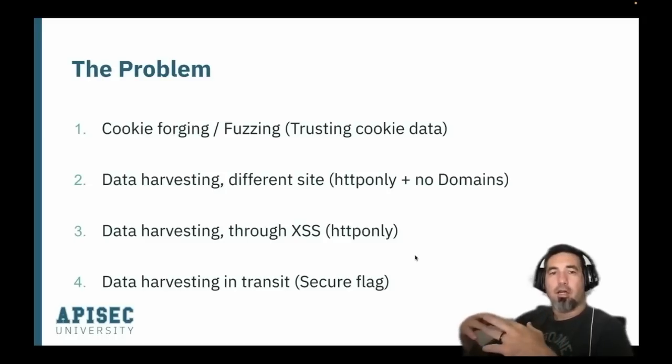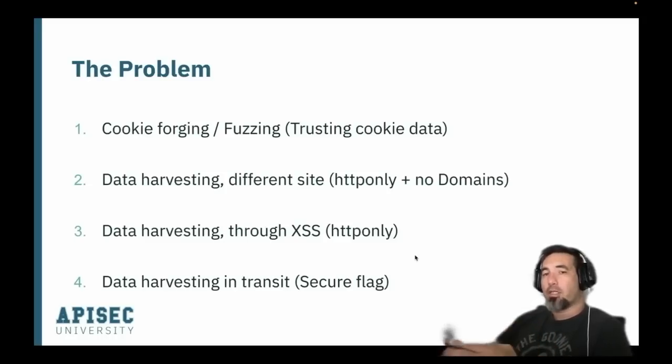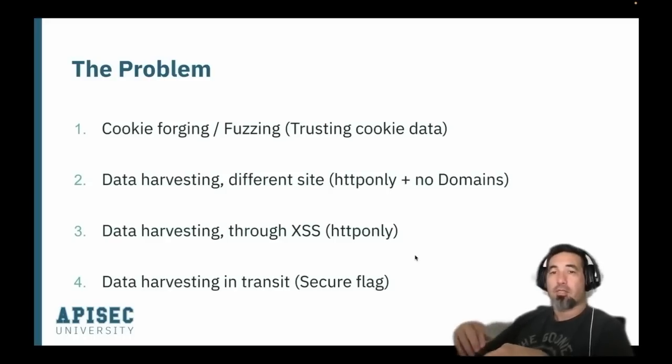The next one is data harvesting from a different site. If you have the HttpOnly flag on your cookie, it's going to keep the cookie from being read from JavaScript. It's still going to go in these request and response headers that I was showing in the examples, but it's going to keep somebody from being able to write JavaScript to harvest the cookies that way. And that is the most likely way that somebody's going to be able to easily harvest the cookies without being in the middle of your transaction.